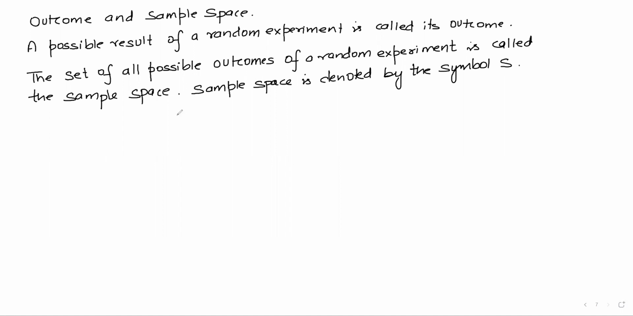So for example, if we are throwing a dice, what are the outcomes we can have? 1, 2, 3, 4, 5, and 6. So these are the possible outcomes when we throw a dice. The set of all these outcomes is called the sample space. Whenever you do a random experiment, make a set of the possible outcomes, and that is called the sample space, denoted by the symbol S. Is this clear? Yes, sir. Okay, good.